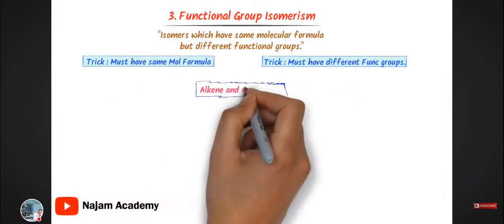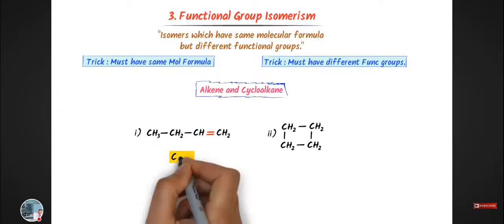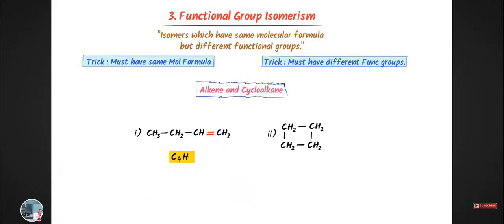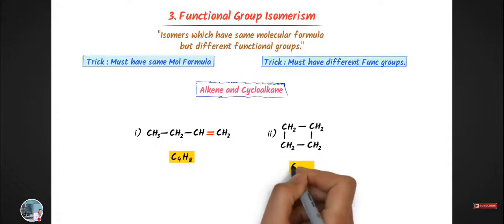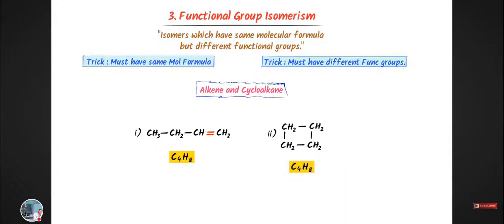Lastly, consider alkene functional group and cycloalkane functional group. I find the molecular formula of these compounds. In the alkene, there are 4 carbon atoms and 8 hydrogen atoms. While in this cycloalkane, there are also 4 carbon atoms and 8 hydrogen atoms.